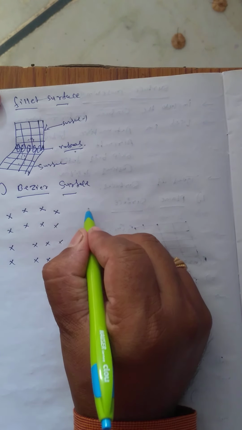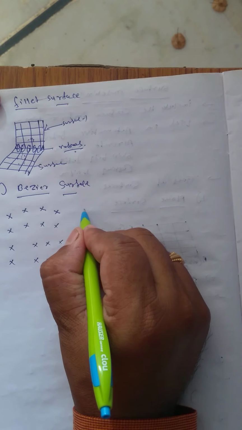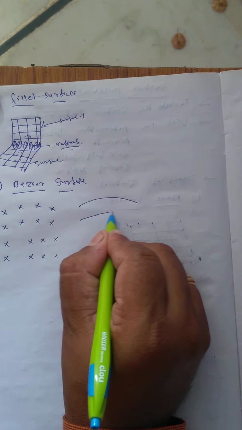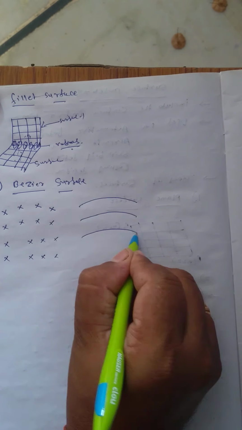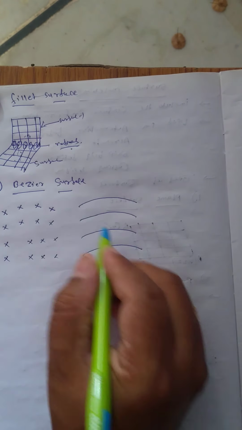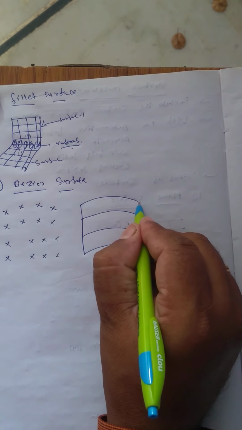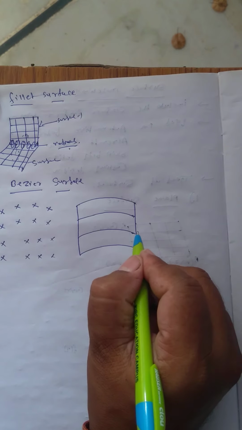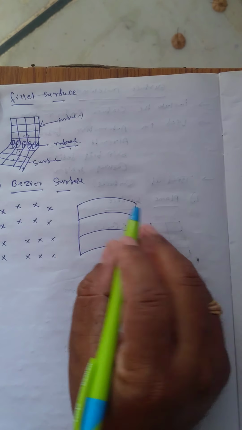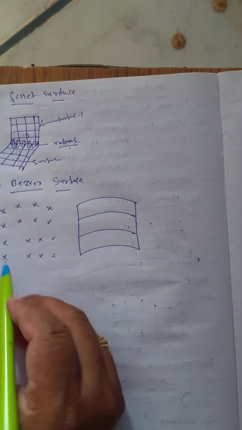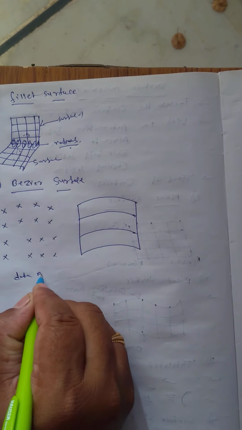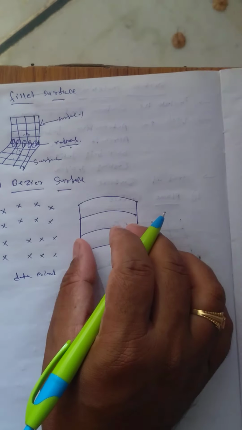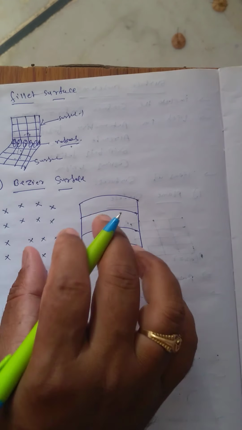Then the Bezier surface is created by these data points. The shape is like that. The Bezier surface is created by the Bezier curve, and the Bezier surface does not pass through all these data points, but the shape of the Bezier surface is dependent on these data points.